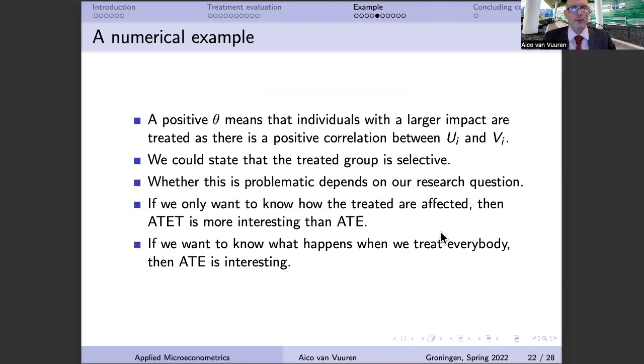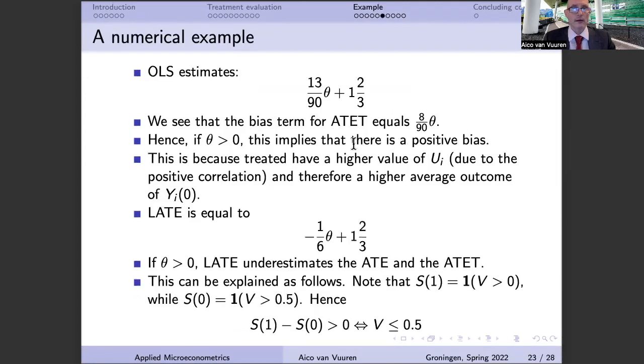Well, then what we can do is go on with ordinary least squares. At the moment that we calculate the things for ordinary least squares, that again takes some mathematics, but you can show that ordinary least squares is equal to 5/3 another time plus 13/90 multiplied by theta. That means immediately that the bias term of the average treatment effect among the treated equals 8/90 times theta. That means that ordinary least squares overestimates the average treatment effect among the treated, at least at the moment that theta is positive.